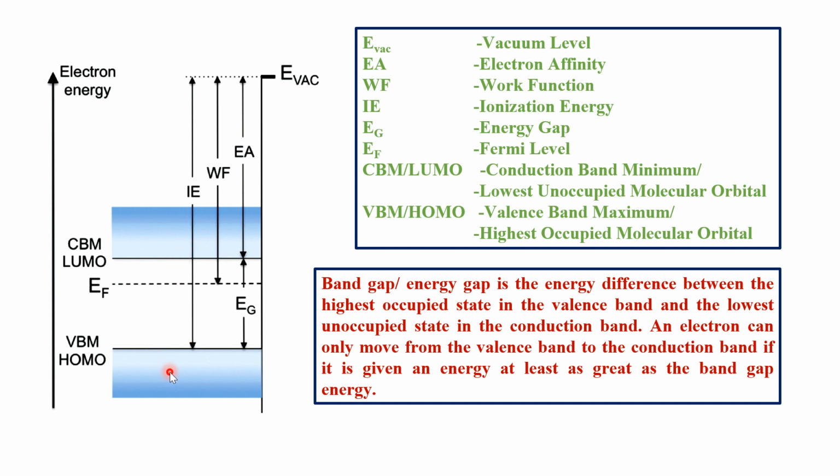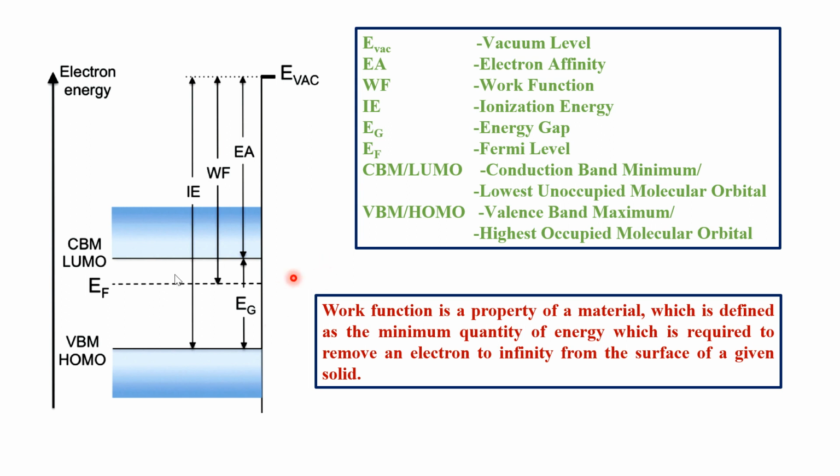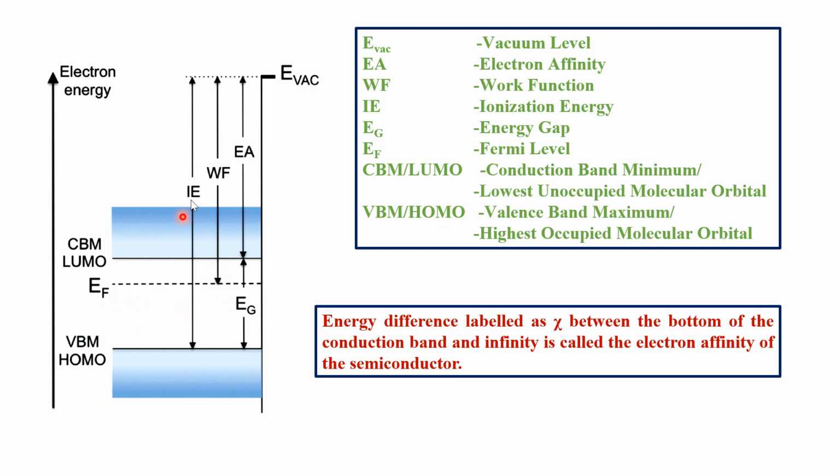An electron can move from the valence band to conduction band only when an energy that is equal to or greater than Eg is supplied to it. Again, work function is a property of a material which is defined as the minimum amount of energy which is required to remove an electron from the Fermi level to infinity. That is, from the surface of the solid to remove it to infinity, we require an energy that is greater than or equal to EF. And the energy level labeled as chi, this electron affinity, is usually denoted by the simple chi, and it will be the difference between the bottom of the conduction band to E vacuum. That is the vacuum level. So these are the different sets.